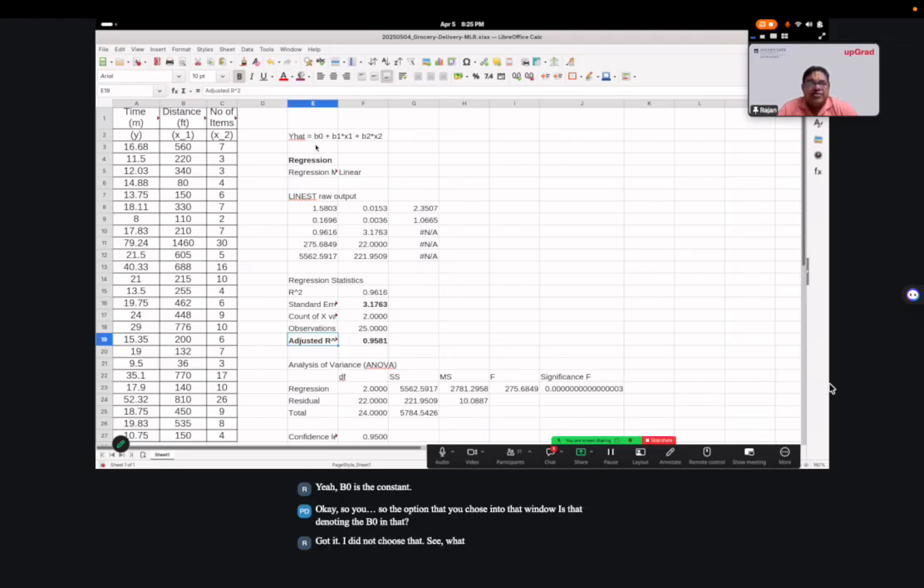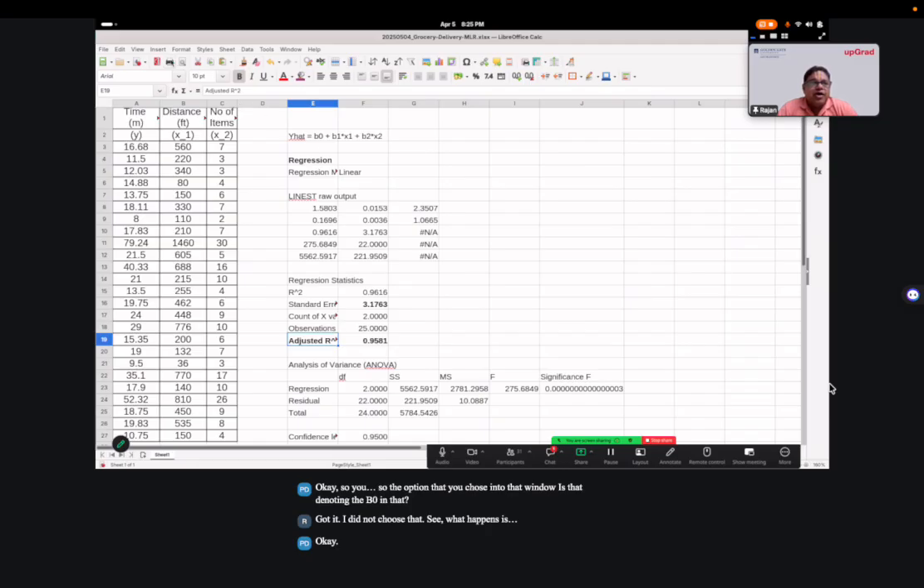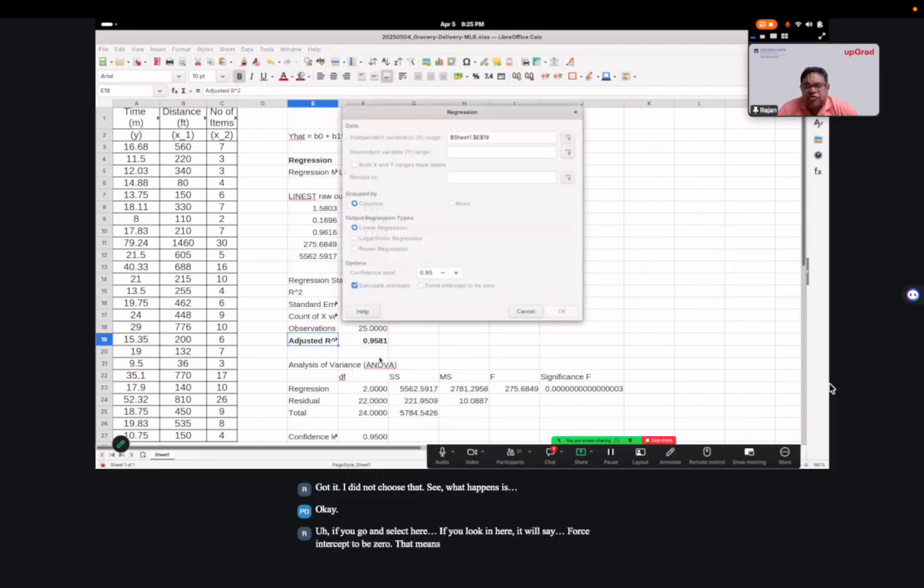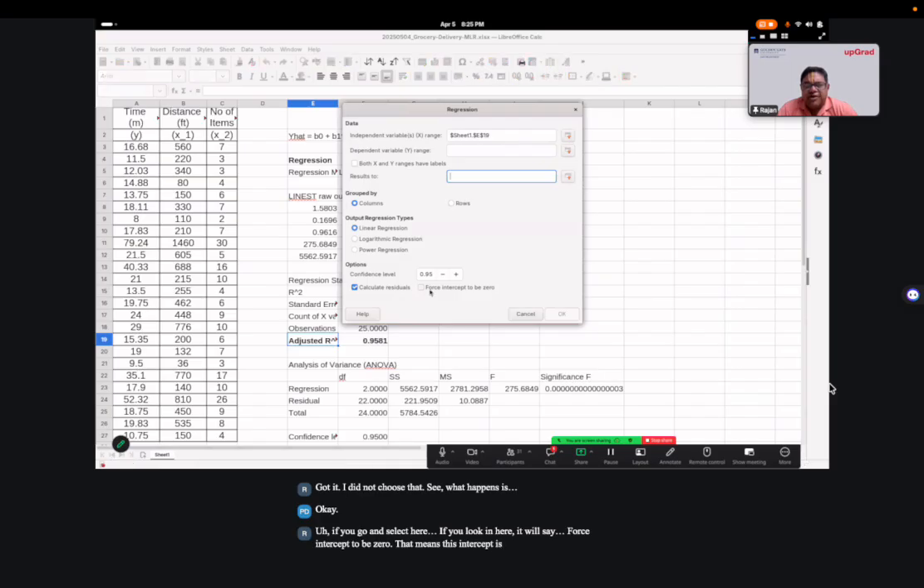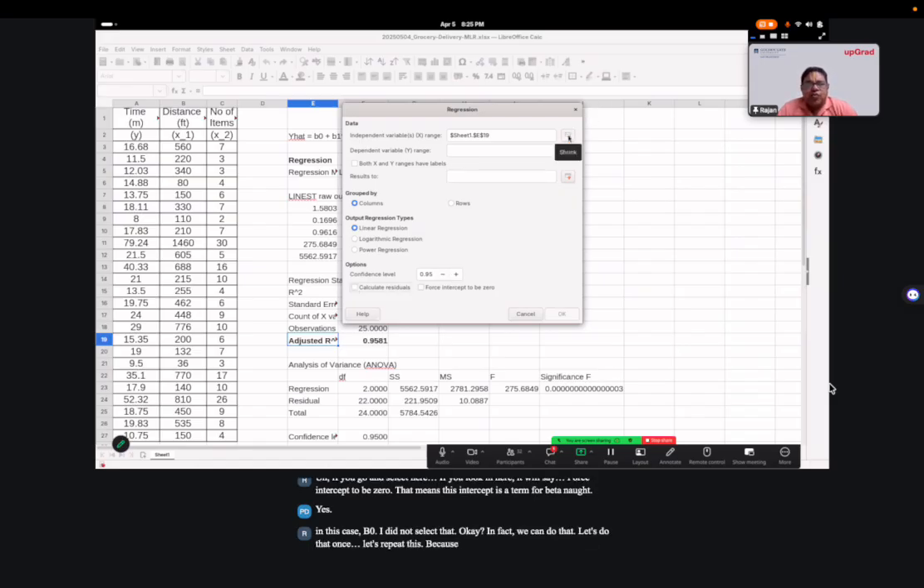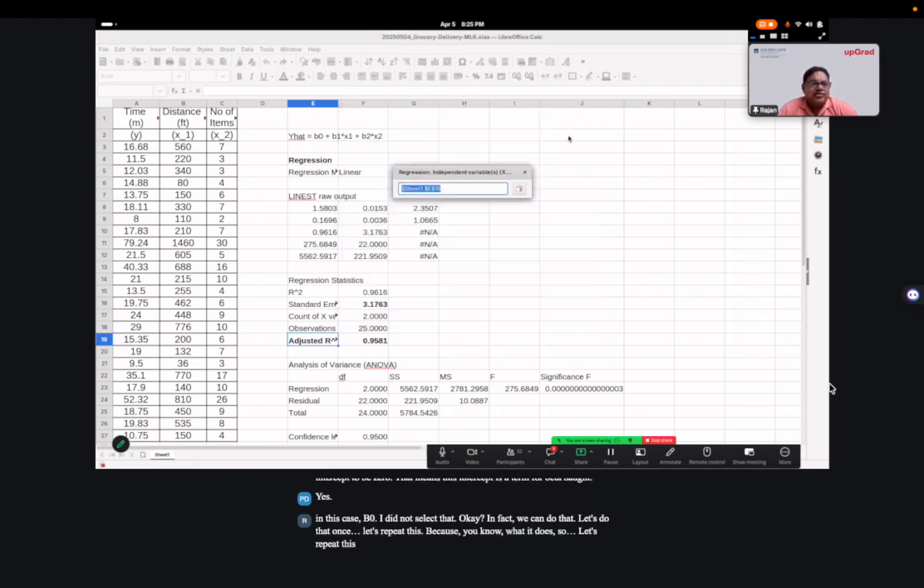See what happens is, if you go and look in here, it will say force intercept to be 0. That means this intercept is the term for beta naught. Yes, in this case, B0. I did not select that. Okay. In fact, we can do that. Let's do that once. Let's repeat this because we know what it does. So let's repeat this once again.